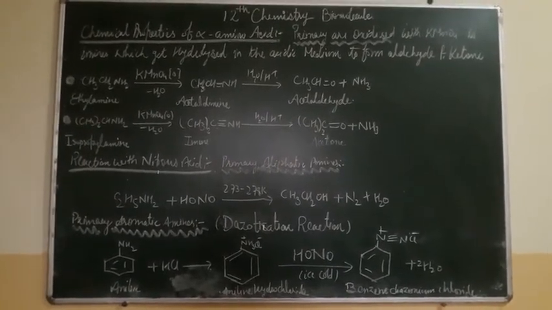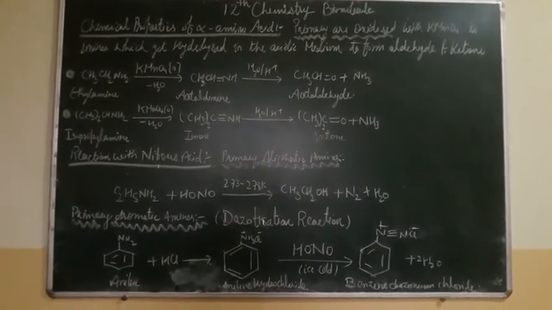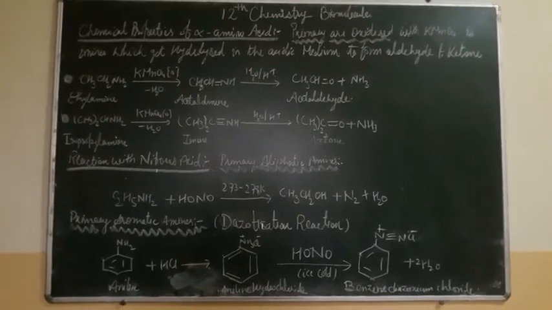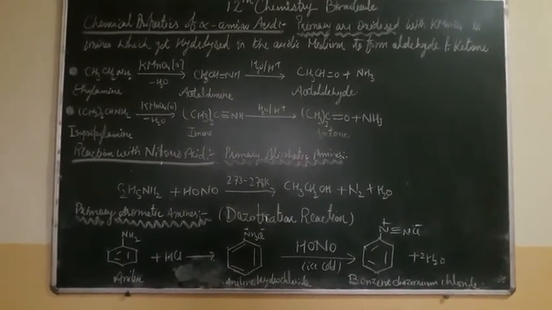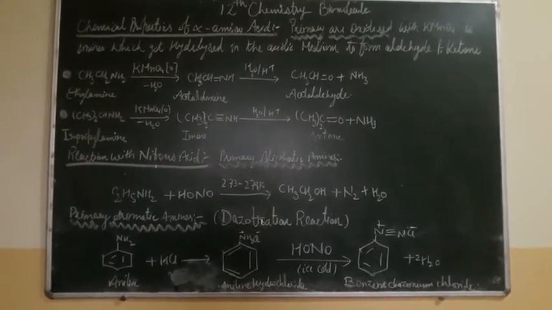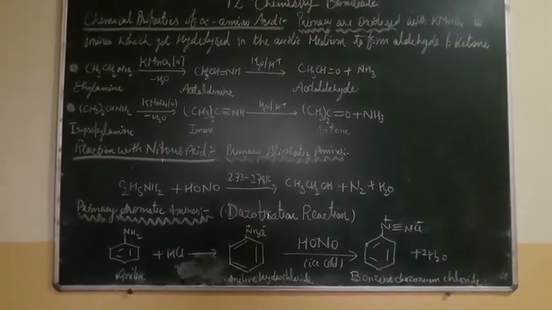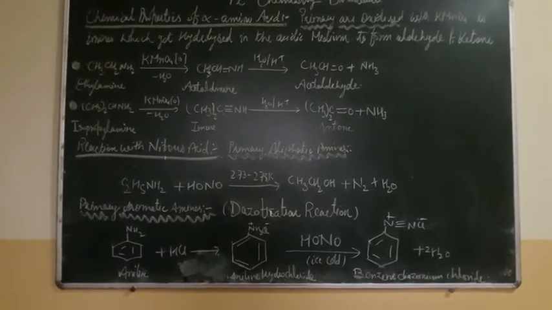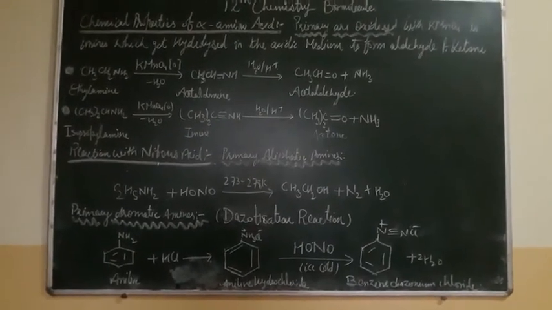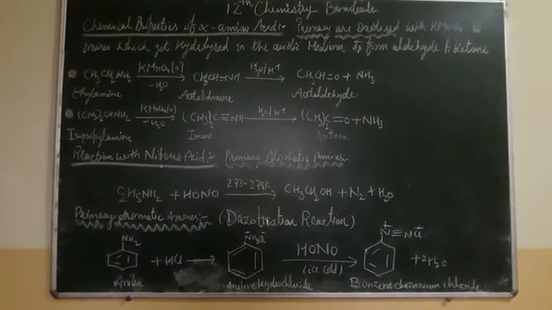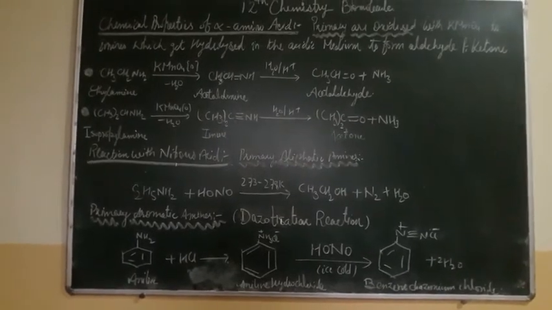First is the primary aliphatic amines. When primary aliphatic amines react with nitrous acid at very low temperatures, they form primary alcohol and nitrogen gas, accompanied by a brisk effervescence. You can see here nitrogen gas like a brisk effervescence. Here ethylamine reacts with nitrous acid under mild conditions, at a low temperature of 273 to 278 Kelvin, and forms ethyl alcohol, that is CH3CH2OH, which is also written as C2H5OH, plus nitrogen and water molecules.